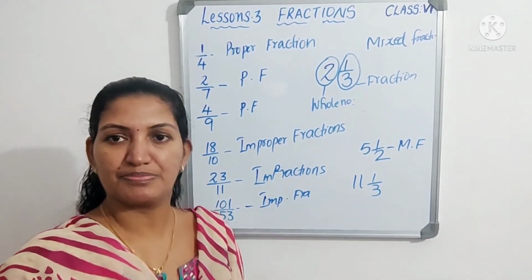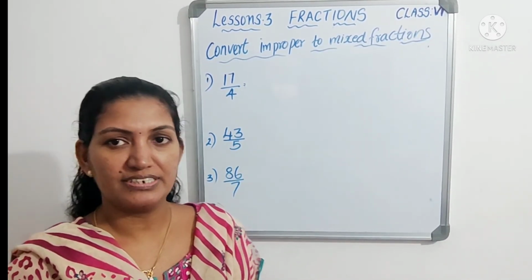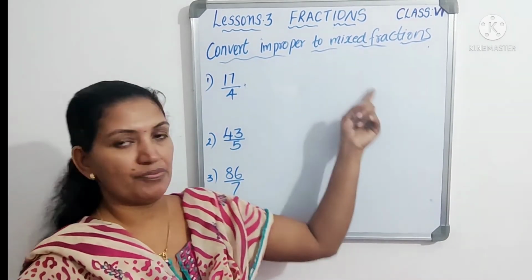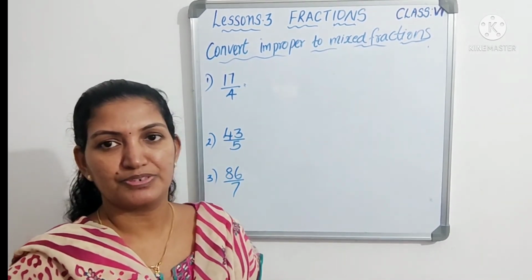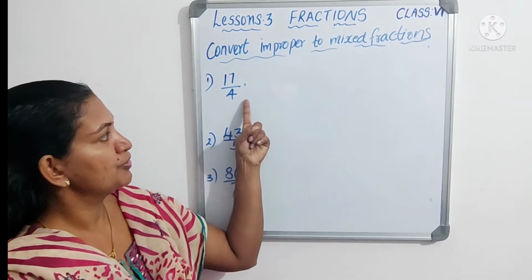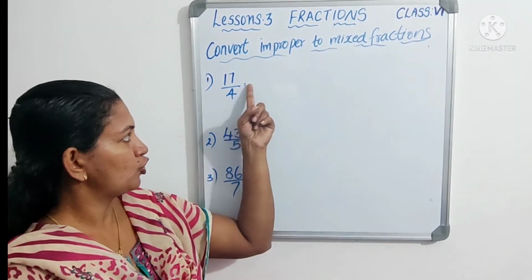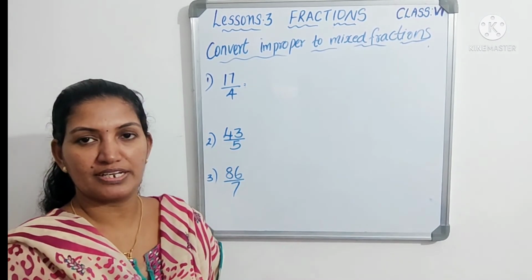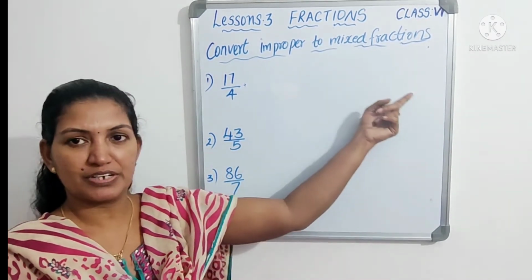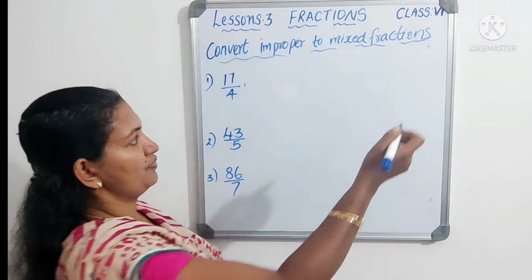Okay. Next we have to convert an improper fraction to a mixed fraction. We know that this is an improper fraction because the numerator is big and the denominator is small. If the numerator is big and the denominator is small, then we have to convert it into a mixed fraction. Okay, how can we find the mixed fraction?